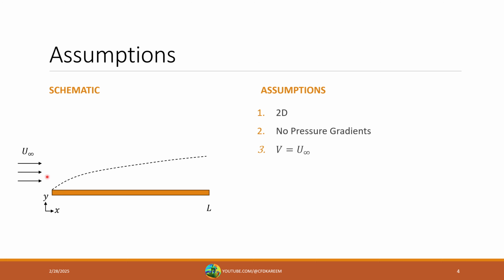Our schematic is going to look like this. So we're going to have our free stream velocity, u infinity, and it's going to be flowing over a plate. And we're going to be developing a boundary layer over the length of that plate. The assumptions that we're going to make is we're going to assume it's two-dimensional, so we're just looking at a 2D slice of the plate. We're going to say that there's no pressure gradients across the plate, as well as this condition which was given to us, which is V, the flow velocity, is going to be equal to the free stream velocity.